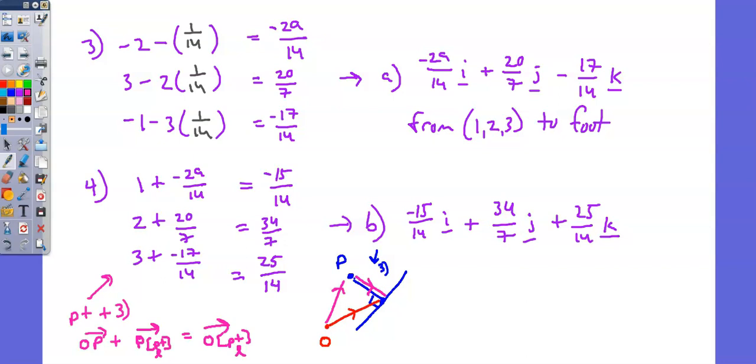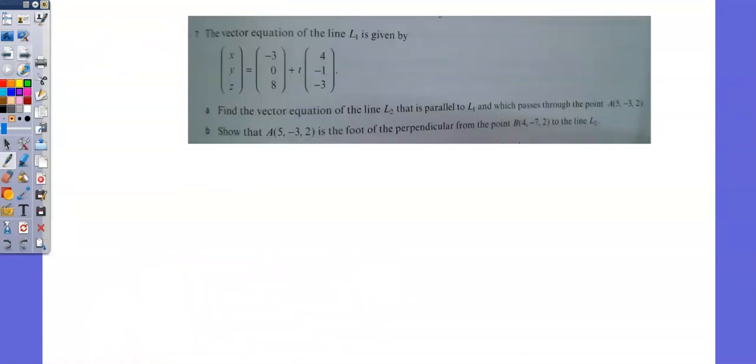So let's see 3 examples now. 2 relate to foot and 1 generalizes the concept. Here from the Cambridge University Press text. This was in the vectors chapter. Question 7 gives a line equation and gives a point. In A, the point is 5, negative 3, 2.